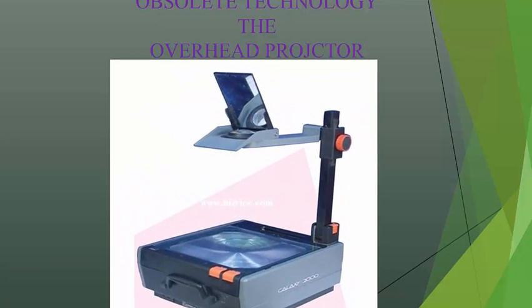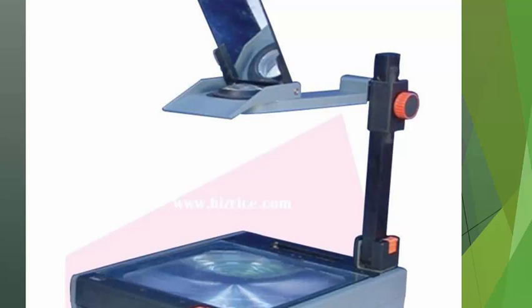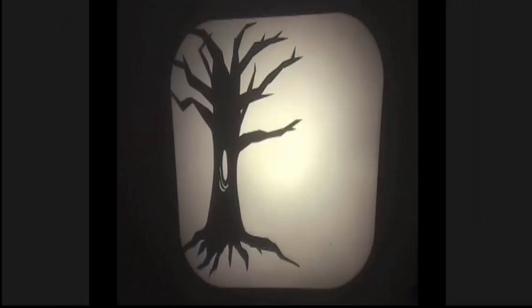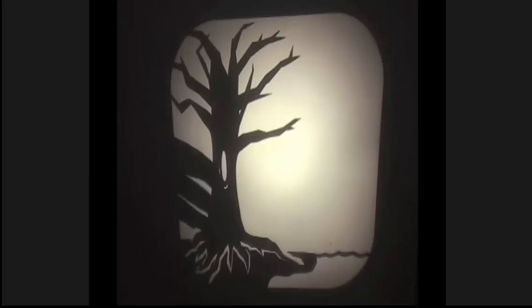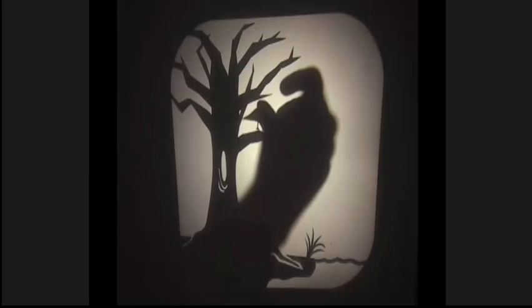Let's take a look at the obsolete technology, the overhead projector. It provides a low-cost interactive environment for educators. It has an adjustable knob that enlarges images, and it allows teachers to write on transparencies with an overhead transparency marker. During the 1980s and 1990s, it was a tool to facilitate better communication between teachers and students.